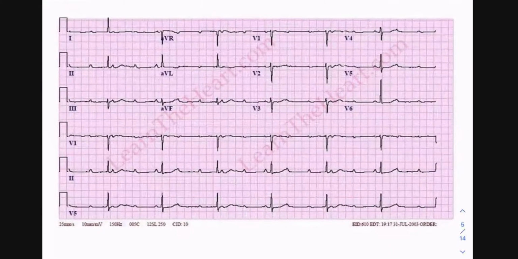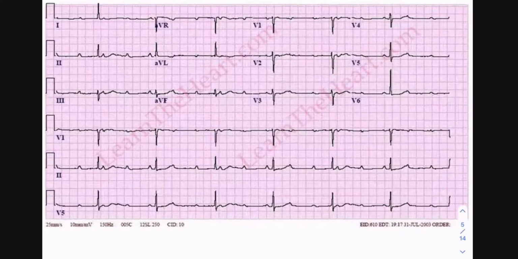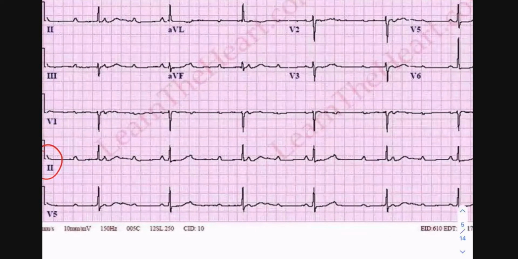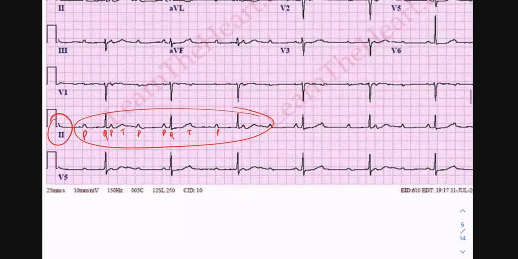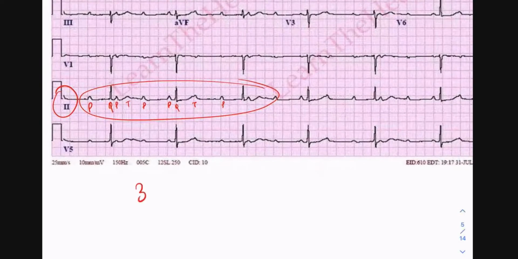Moving on. Let's see what's going on here. So starting with lead 2, the rate is, wow, bradycardic, right? Very slow. Let's look at my waves. Is this normal sinus rhythm? I see a P, I see a QRS, I see another P, T, P, P, QRS, T, P. So if you see, there's no pattern to this, right? The P waves are kind of doing their own thing. The QRSs are doing their own thing. So this is a 3rd degree heart block, okay?